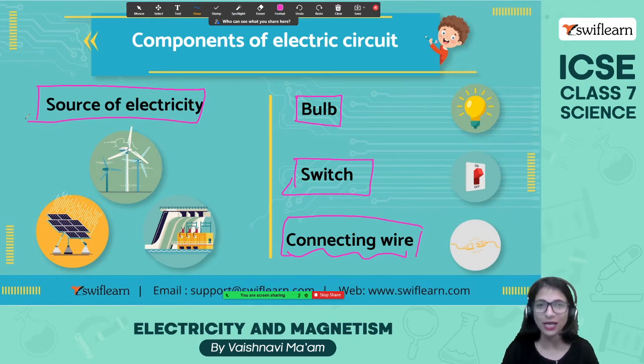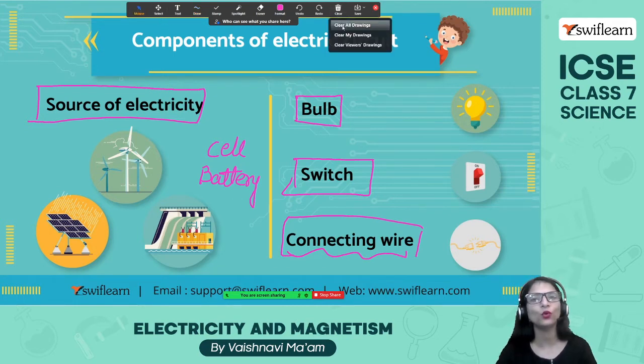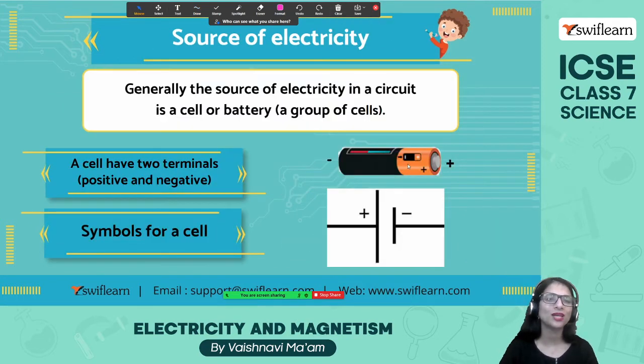What will you be using? You will be using a cell or a battery to make up the circuit. Always remember, do not play with the main electricity because that has high voltage. ठीक है, तो आपको यूज करना है हमेशा एक सेल या फिर एक बैटरी. You can use a small battery.